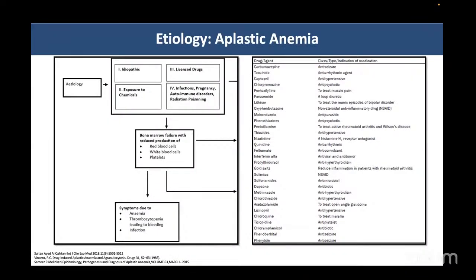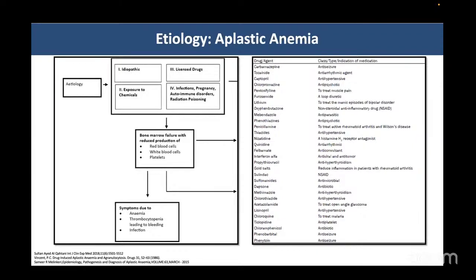Etiology-wise, the four main subgroups are, first, idiopathic, wherein the majority of our patients fall, because we may not be able to give them a reason as to why they developed this in the first place. Then there are drugs, infections, pregnancy, and autoimmune disorders, which are commonly seen.